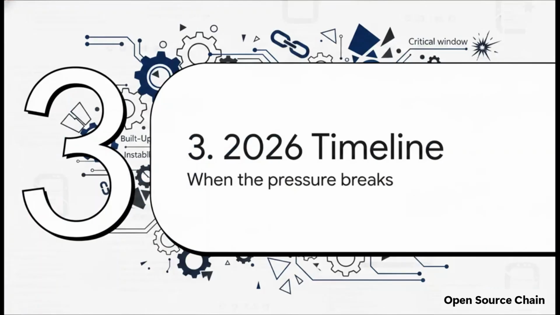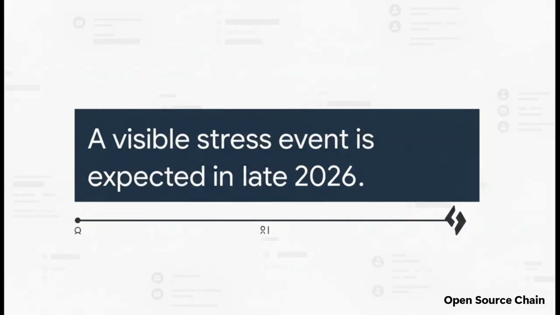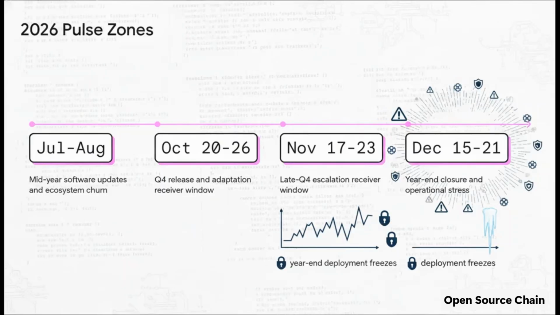Moving on to Section 3, the 2026 forecast timeline, when the pressure breaks. Because of all this built-up pressure, our software assembly line is heading straight toward a critical window. The core forecast here is super specific. It states that the open-source software world is going to hit a massive visible stress event somewhere between July and December of 2026. Keep in mind, we aren't talking about a standard phishing attack or a random everyday hack. This is a failure in that trust layer, a major break in how we safely borrow and use all those software building blocks.